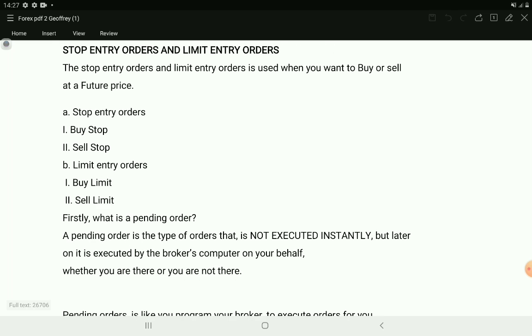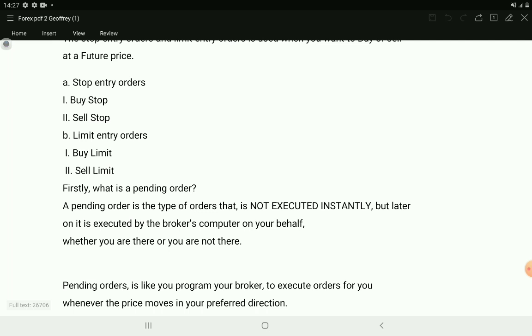Then we have the limit entry order. The limit entry order is also a future order. It's a pending future order where, for a buy limit, if the dollar is going down, maybe the value of the dollar is falling, and you forecast or believe that once the dollar falls to a particular range, once it reaches that place, the dollar will start going up. Then you put your limit order at that particular place. Once it reaches that place, the dollar will start going up, and once it starts going up, you are making money. This is something that happened recently.